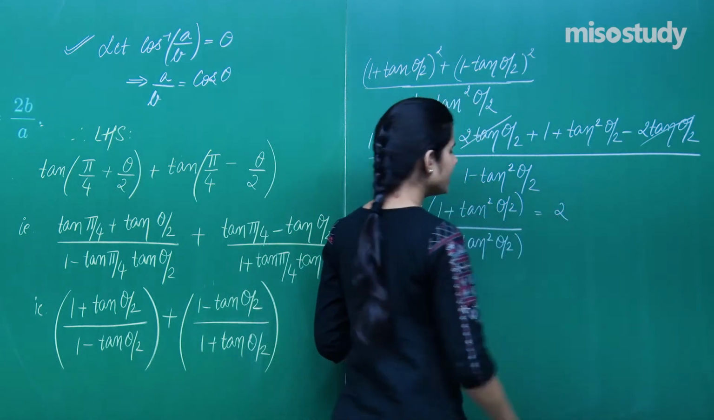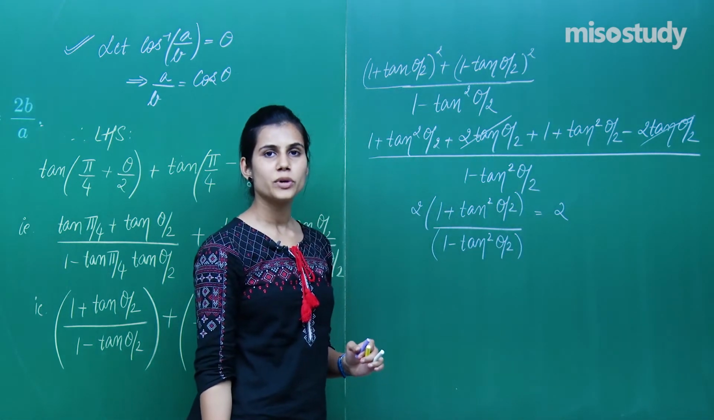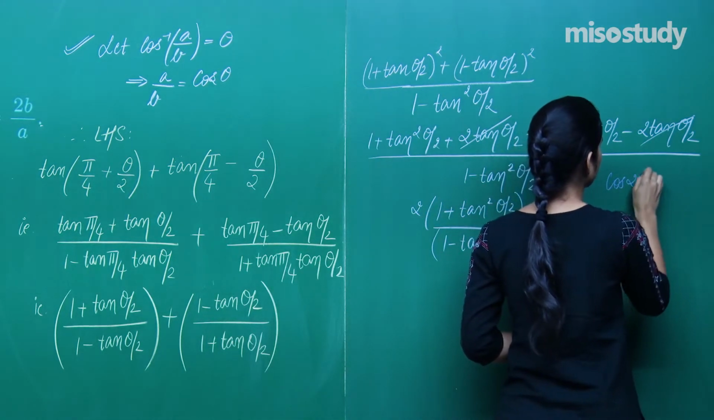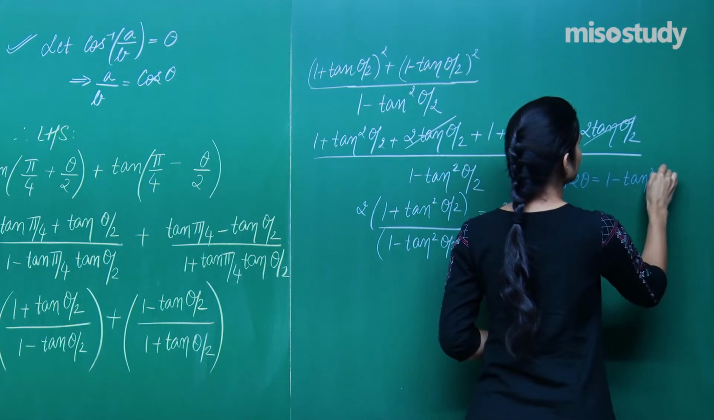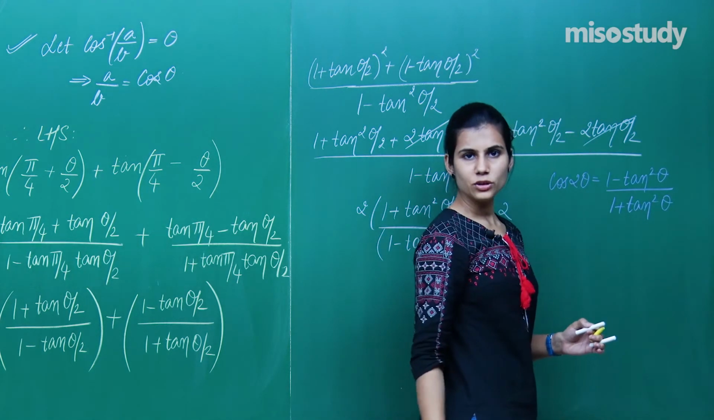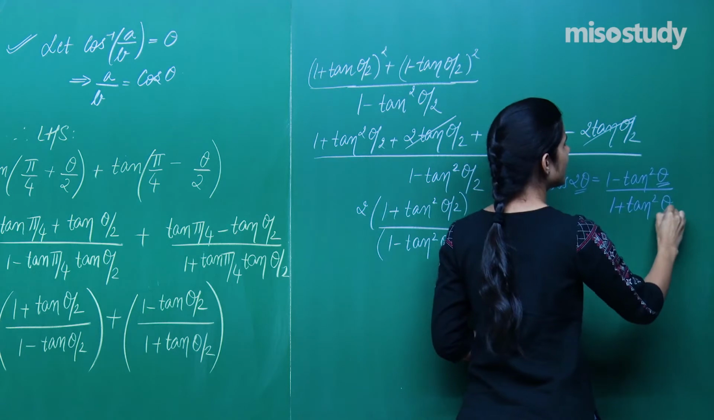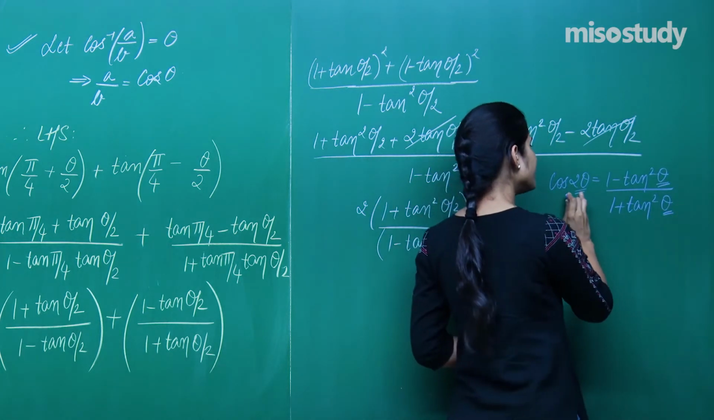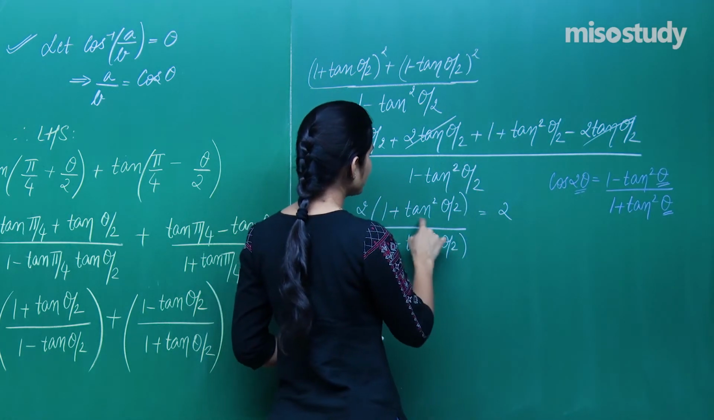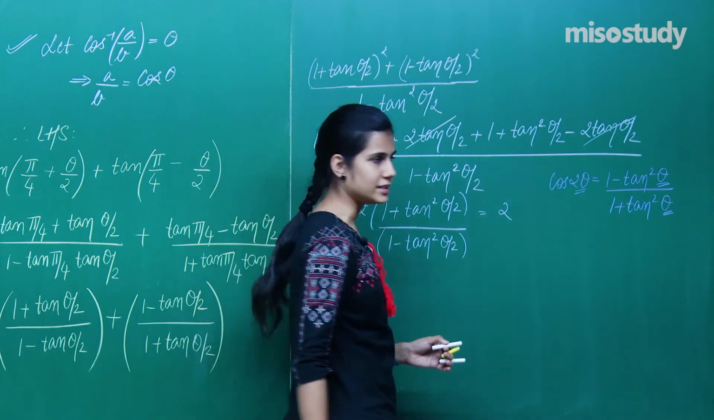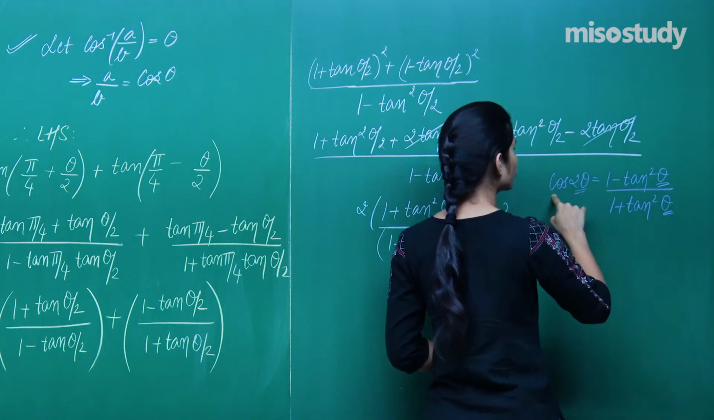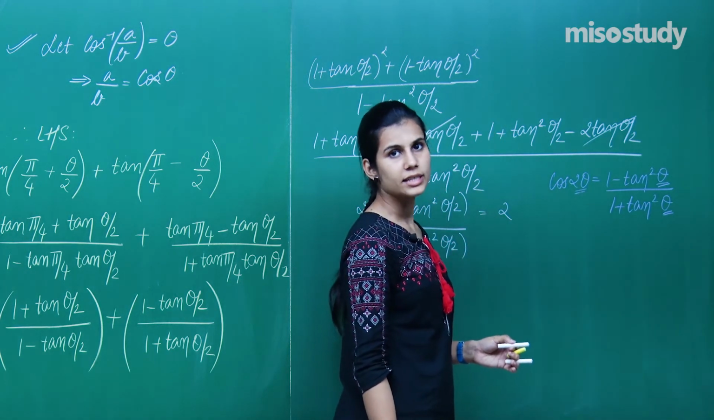You know that (1 minus tan square θ) upon (1 plus tan square θ) is cos 2θ. Do we know that? Yes. Cos 2θ is 1 minus tan square θ upon 1 plus tan square θ. Basically, if here it is 2θ, here it is half of 2θ, which is θ. So if here it will be θ, here it will be θ/2. I am right now having 1 plus tan square θ/2 upon 1 minus tan square θ/2. Here if it was 1 minus tan square θ/2 upon 1 plus tan square θ/2, I would have got cos of twice of θ/2, which is cos θ.